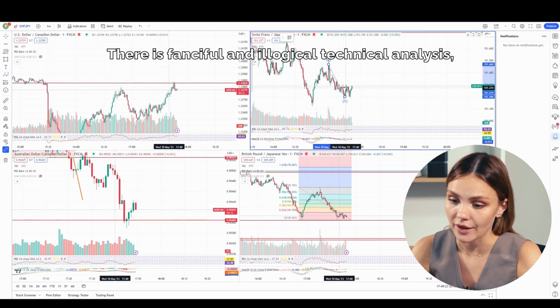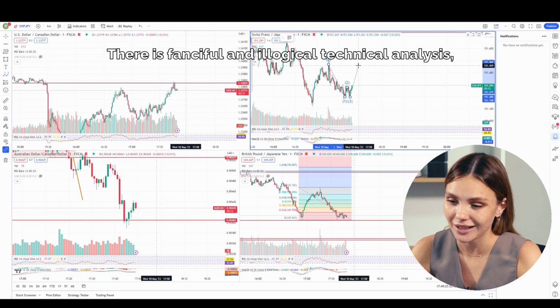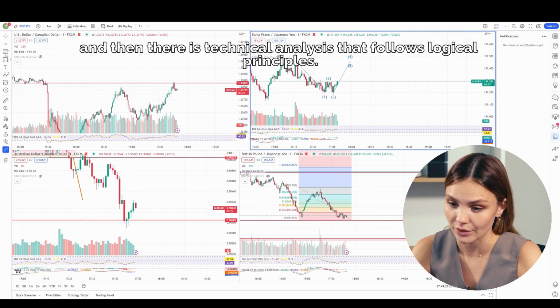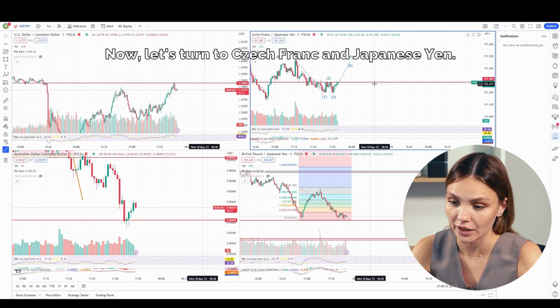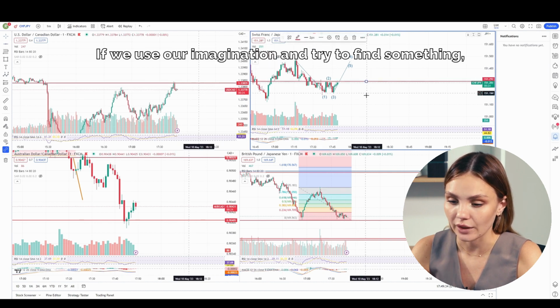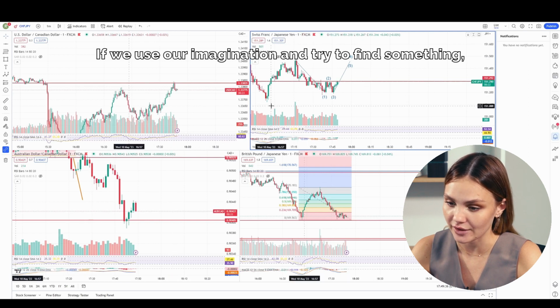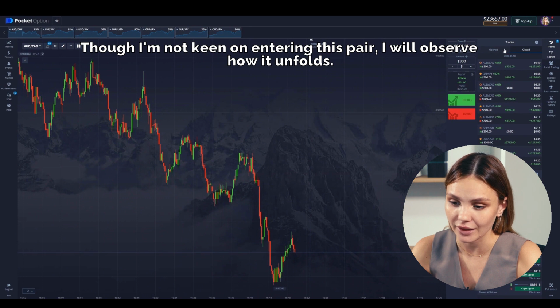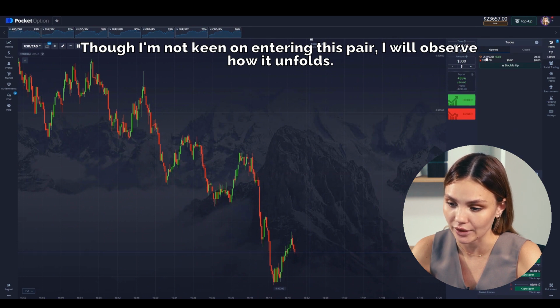There is fanciful and illogical technical analysis, and then there is technical analysis that follows logical principles. Now let's turn to Czech franc and Japanese yen. If we use our imagination and try to find something, we might notice a double bottom pattern. Though I'm not keen on entering this pair, I will observe how it unfolds.